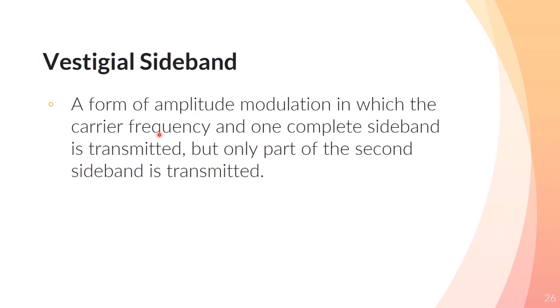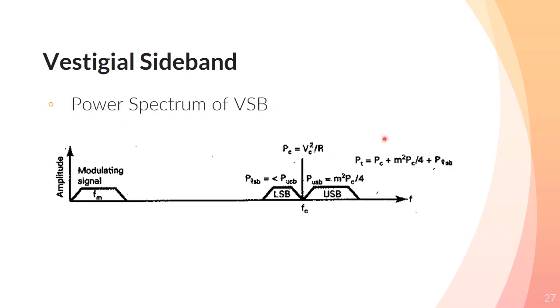Next is vestigial sideband. It is a form of amplitude modulation in which the carrier frequency and one complete sideband is transmitted, but only a part of the second sideband is transmitted. The most widely known vestigial sideband is the picture portion of an analog commercial television broadcasting signal. In the figure, here you can see that the carrier is transmitted at full power.